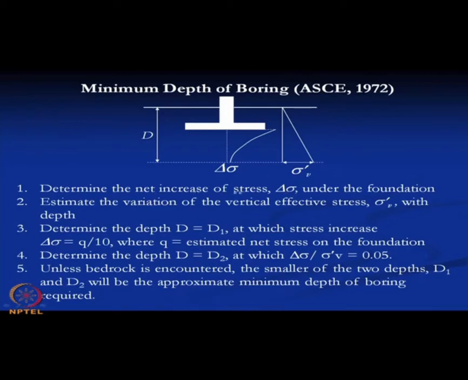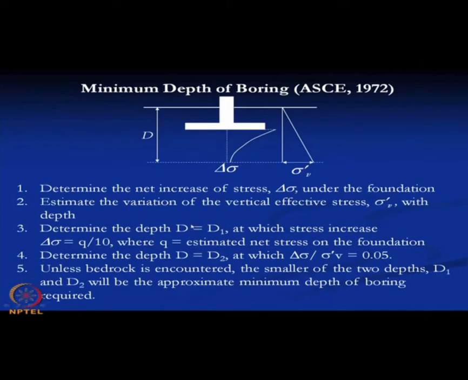That is the net increase in the stress. Then estimate the variation of vertical effective stress with depth. Here we can see the vertical effective stress increases as we go deeper, while the net increment of the stress decreases with depth. This is the vertical effective stress that is increasing, and this is the net increment of the stress due to the applied external load, which is decreasing with depth.